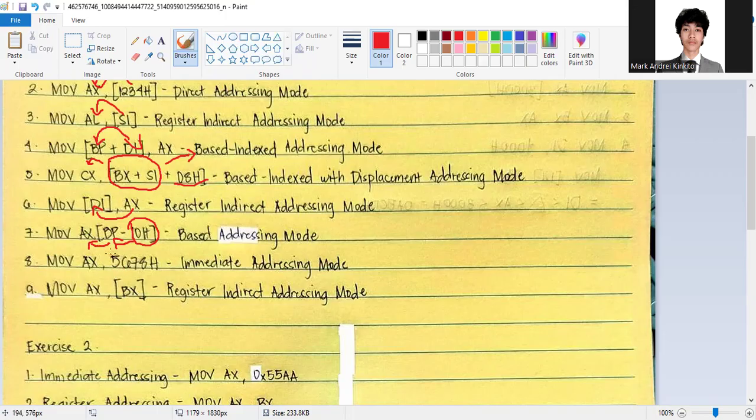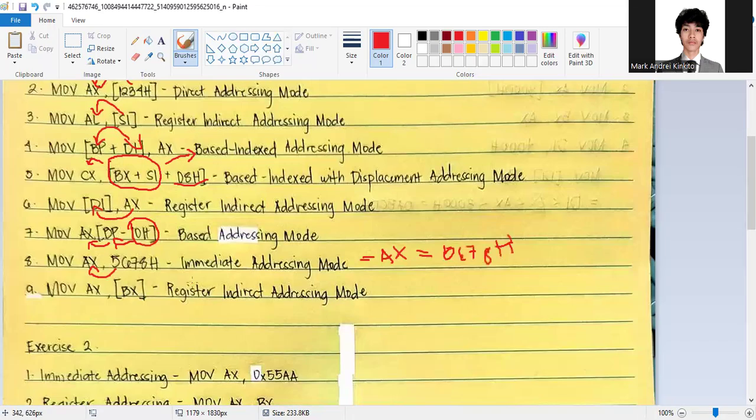Next is immediate addressing mode, the simple stuff. The value 5678 will be moved into AX. So in turn, AX will have a value of 5678H. So that's the whole value.